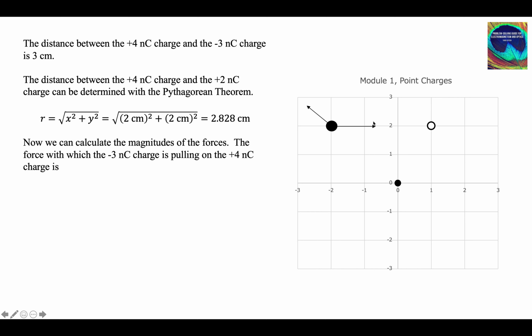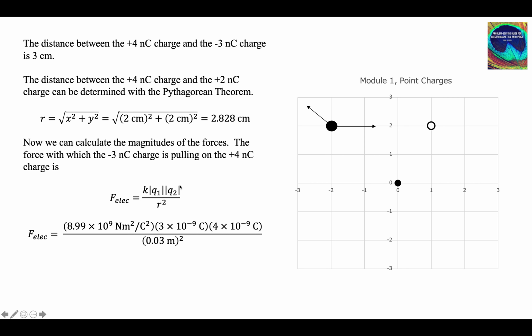Between the 4 and the 3, that's a pulling force. There's the equation. There's the K. I'm not worried about the signs. I know the direction. I want to know how long it is. So I just put the magnitudes of the charges in there. The 3 on the 4, and the distance is 3 centimeters.